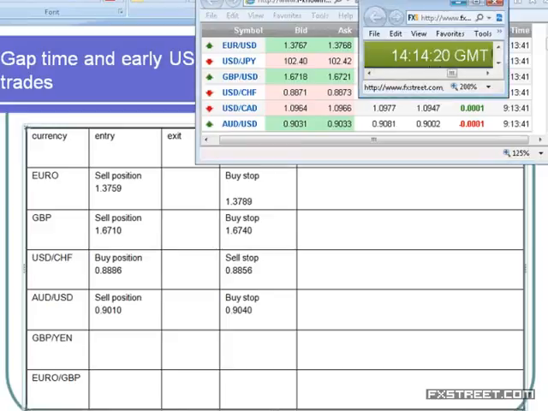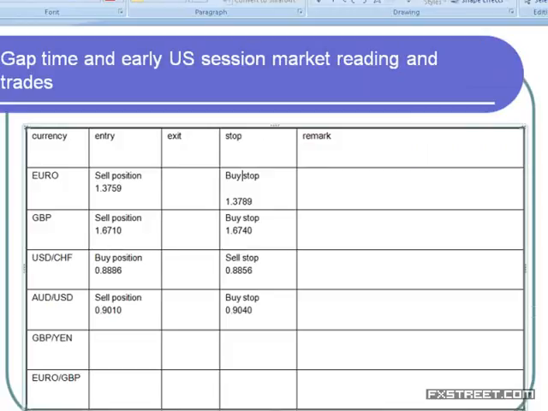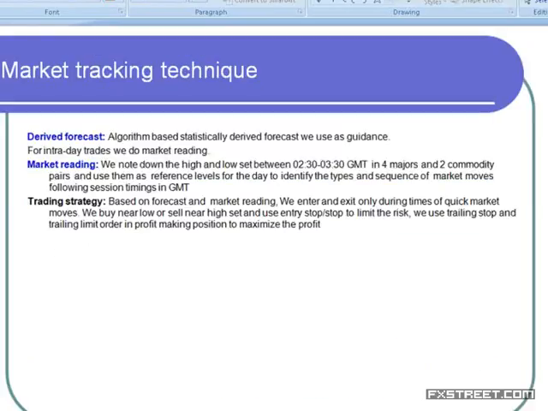So it is an acid test for us. Now we'll be able to find out whether they are really doing it, as the gap time will get over by 14:30 GMT. So meanwhile, I'll keep talking about the market and explain to you with the help of another slide. So we use the derived forecast. The derived forecast says that a swing and slide move is expected during the US session. Then afterwards we fine tune it with the help of the market reading.